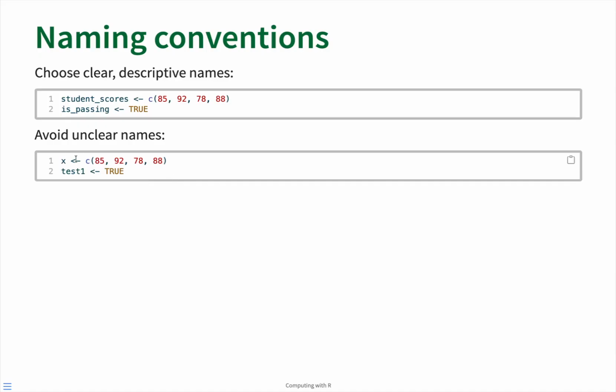Much less clear. If we just store the vector numbers in a variable called x, well, that doesn't really tell us very much about what on earth these numbers refer to. Similarly, test1 is not very helpful, right? Maybe there's a test, but what's specific about test number 1, for example, versus test number 2?